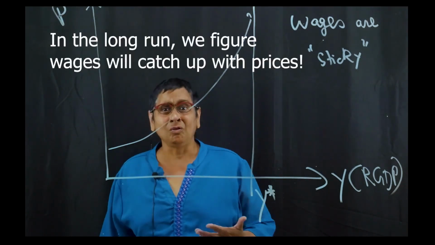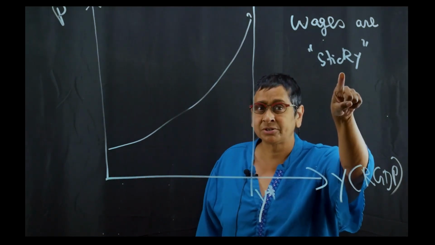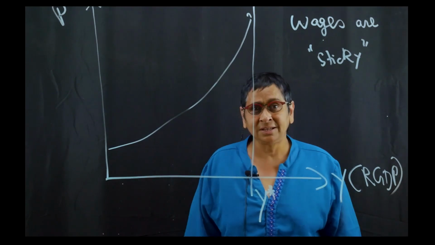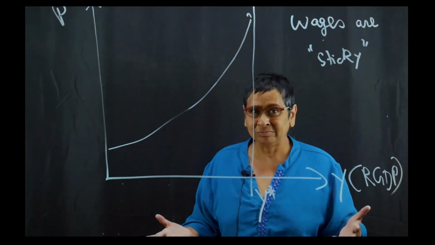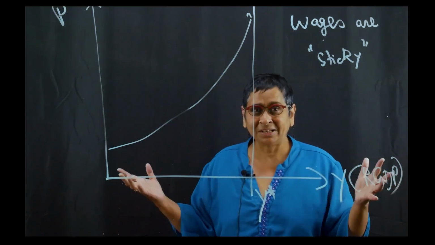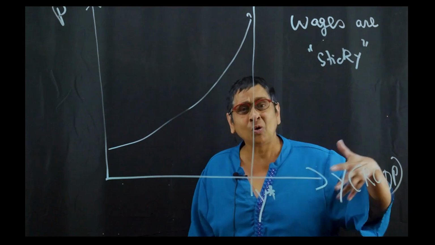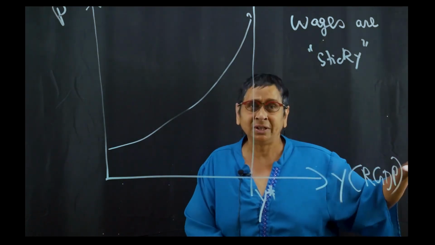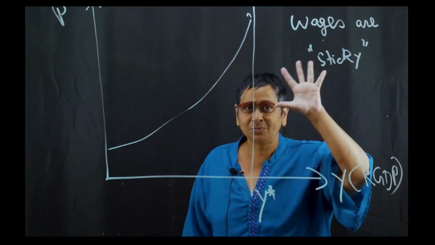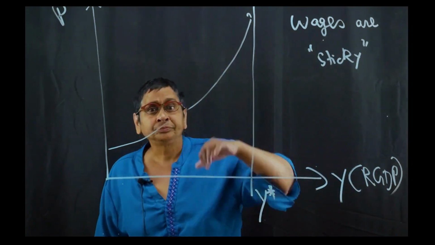In the long run, we figure that wages will catch up with prices. So this is a very interesting thing: in the long run in macro, when we say all markets have worked out, the idea is that wages have caught up. And so you want to think about what the assumptions are about labor markets, which is going to be one of our final units, because we still have to talk fully about input markets.